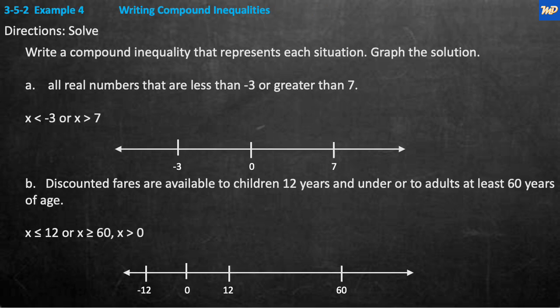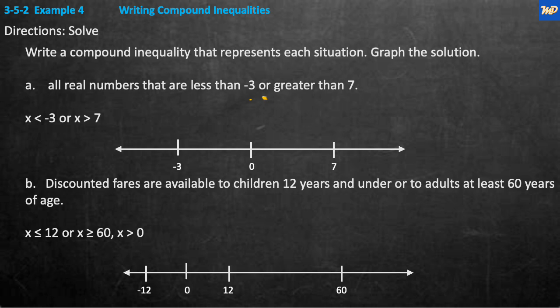Okay, so directions: write a compound inequality that represents each situation, and graph the solution. So A is the first problem: all real numbers that are less than -3 or greater than 7. So now here's an "or", right here. Our real numbers that are our solution have to be less than -3 or greater than 7. Right here. So let's graph that.